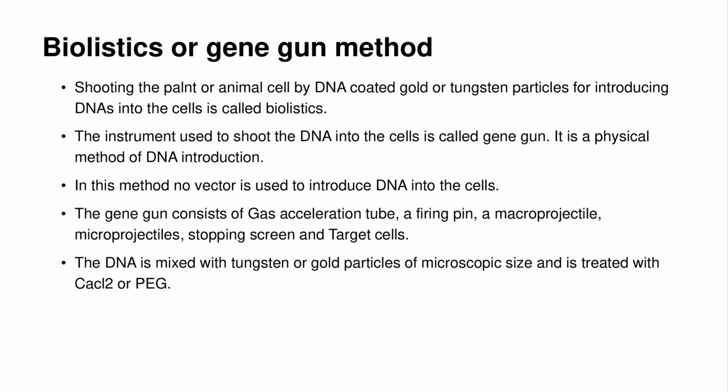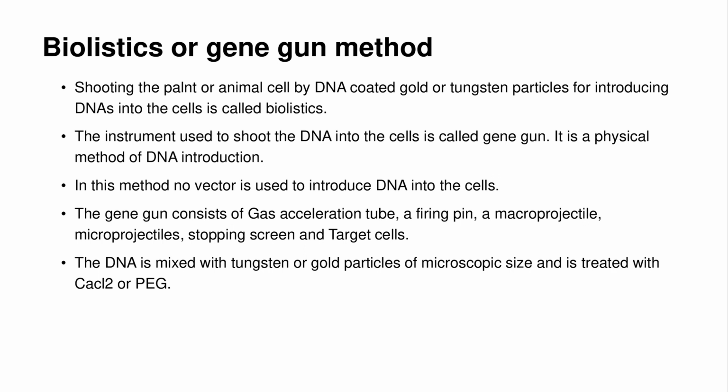Biolistics or gene gun method. It is also known as shooting the plant or animal cell by DNA coated gold or tungsten particles. And the instrument used to shoot the DNA into the cells is called gene gun. It is a physical method of DNA introduction. In this method, no vector is used to introduce DNA into the cells.